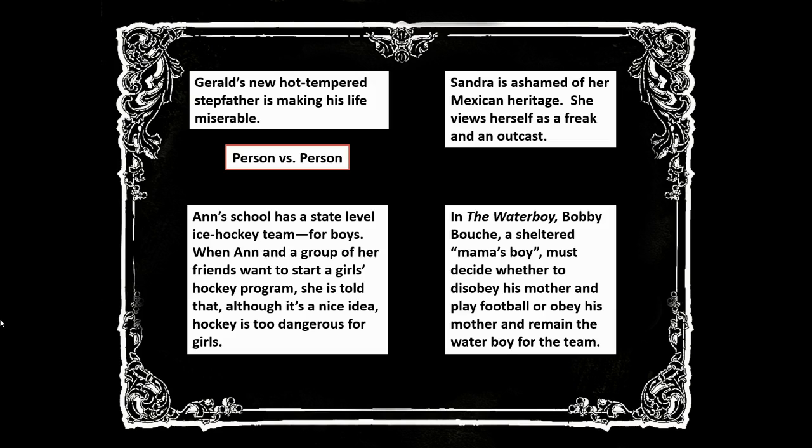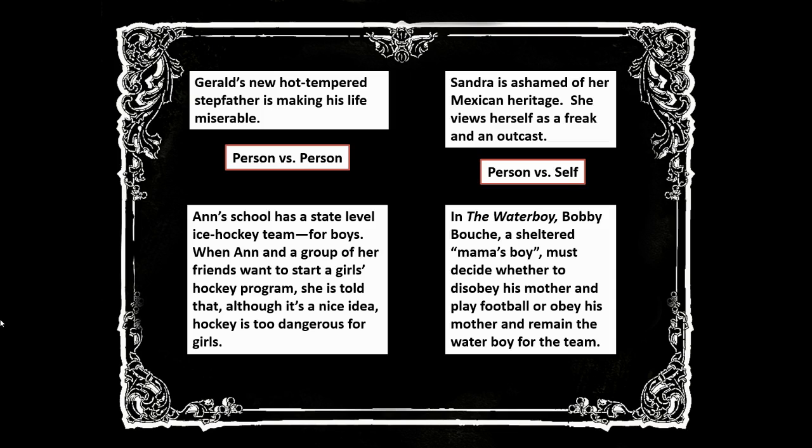I think the main conflict here is person versus self because Sandra is ashamed of her Mexican heritage. However, if you had said person versus society, I think that there might be a case for that as well, because why is Sandra ashamed? Probably because she lives in an area where people look down on her Mexican heritage, right? Which they shouldn't for any reason. So I hope Sandra in this story can overcome that. But person versus self is what I think. But you could also make a case for person versus society.